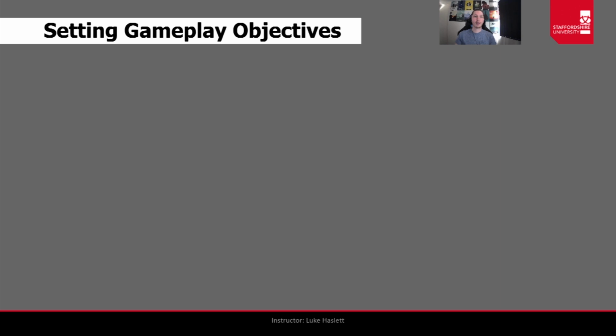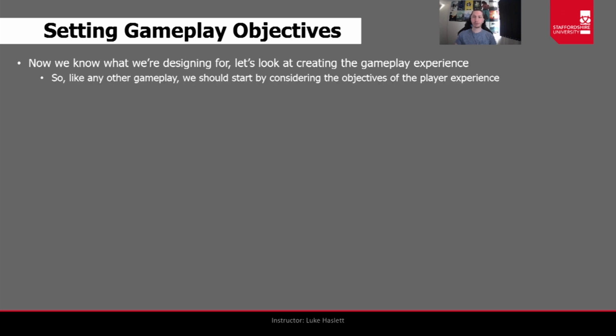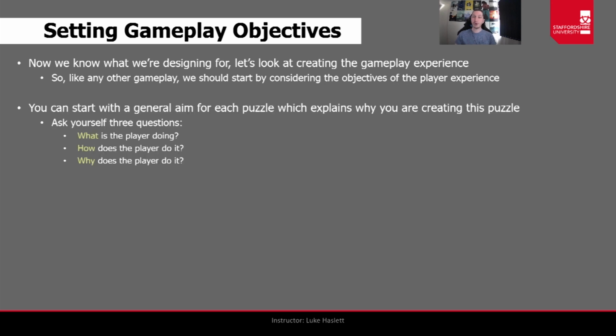So let's think about how we then set the gameplay objectives. Because now we know what we're designing for, so we can now create what that experience for the player is going to be. And just like any other gameplay, we start by considering what the objectives are of that player's experience. And you can think of this with a general aim for each puzzle, and these aims can explain why you're creating puzzles.